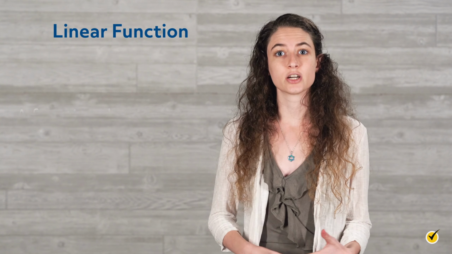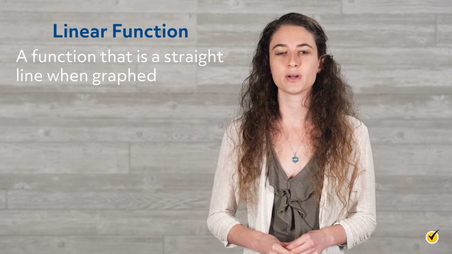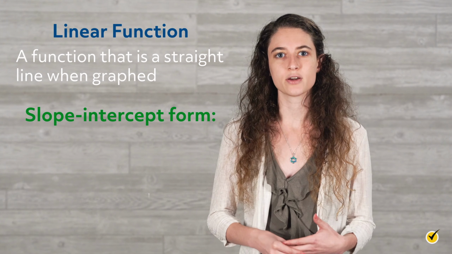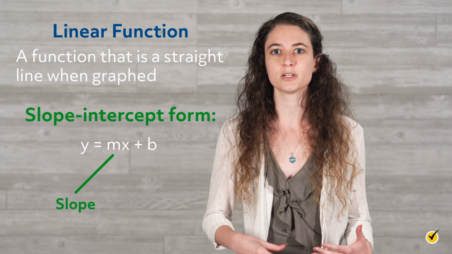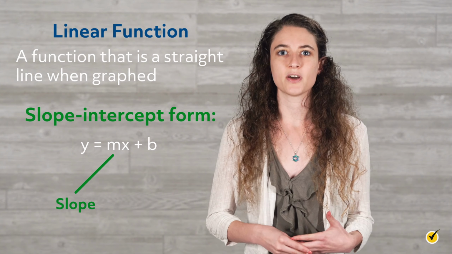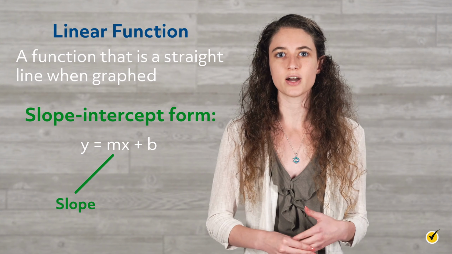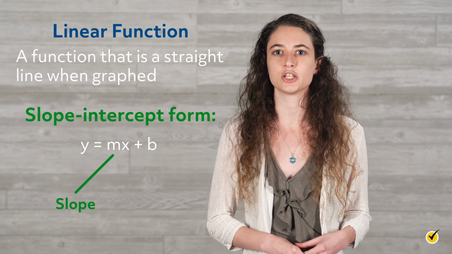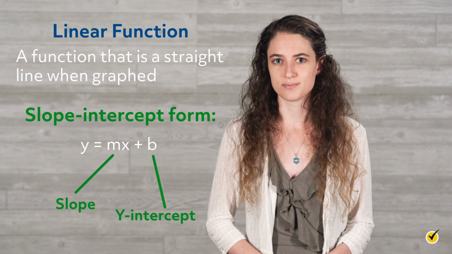Before we get started, let's review a few things. A linear function is a function that is a straight line when graphed. Its equation can be written in slope-intercept form, y equals mx plus b. The variable m represents the slope, which measures the direction and steepness of the line graphed. The slope is found by calculating the rise over run, which is the change in y-coordinates divided by the change in x-coordinates. The variable b represents the y-intercept, the point where the graph of a line intersects the y-axis.